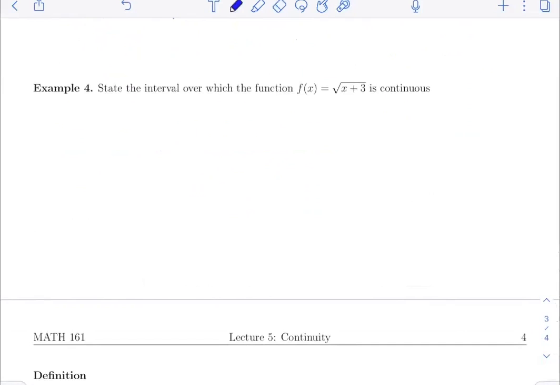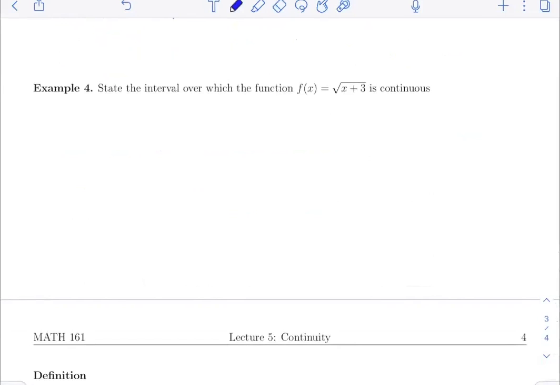Let's consider example 4. For this example, you have a root function, or rather an even root function. In pre-calculus, we learned that when you have an even root, the expression under the root has to be greater than or equal to 0. So that is the domain of the function.